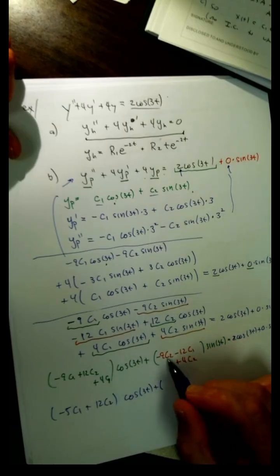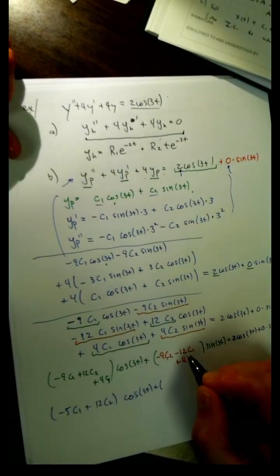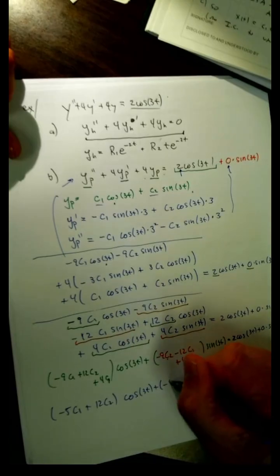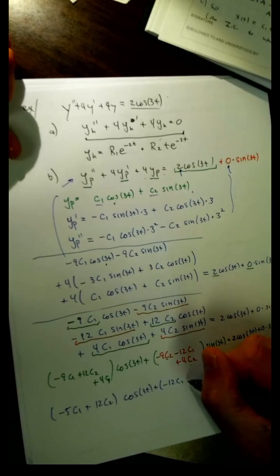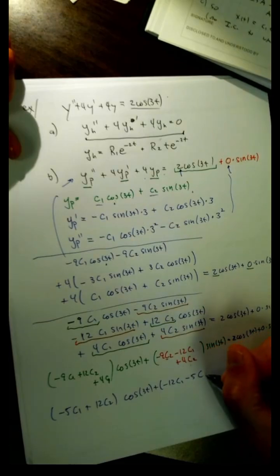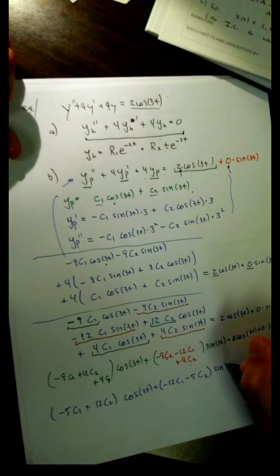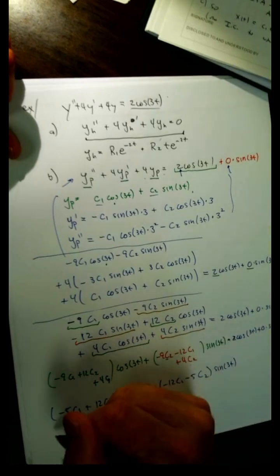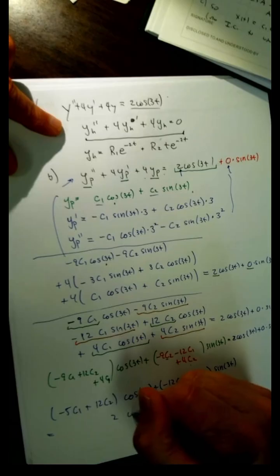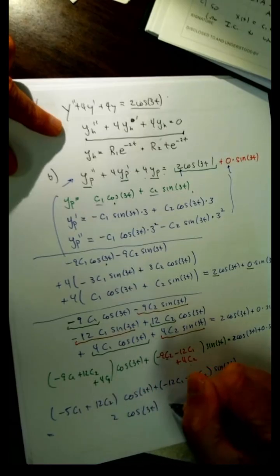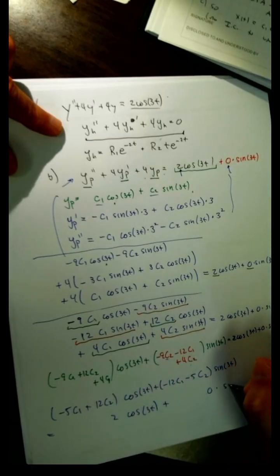Minus 9, let's do this. I'm going to keep these consistent. So I have minus 12c1, then minus 9c2 plus 4c2 is minus 5c2. This has to all equal 2 cosine 3t plus 0 times sine 3t.